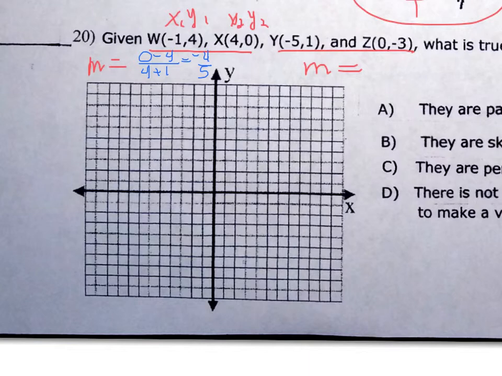And then you do the same thing with the second set of points. Label them X1, Y1, negative 3 minus 1, 0 minus minus, so it's positive 5, and that's negative 4/5. So without graphing them, what type of lines are those two? Parallel. Because the slopes are the same, then they're parallel.